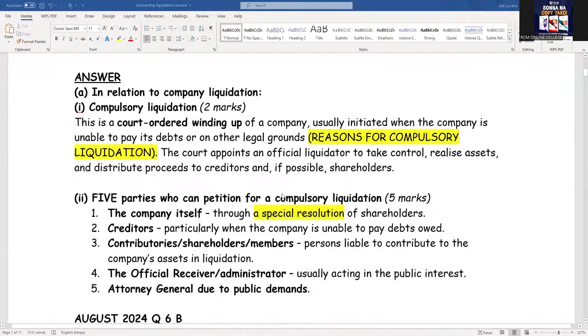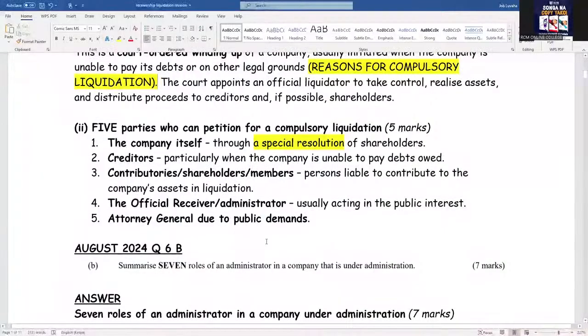The 5 parties who can petition: we can talk about the company itself, through a special resolution; the creditors, particularly when the company is unable to pay its debts; contributories, shareholders or members, persons liable to contribute to the company's assets in liquidation; the official receiver, or in this case administrator, usually acting for the benefit of public interest. Or we can also have the Attorney General, due to public demand.